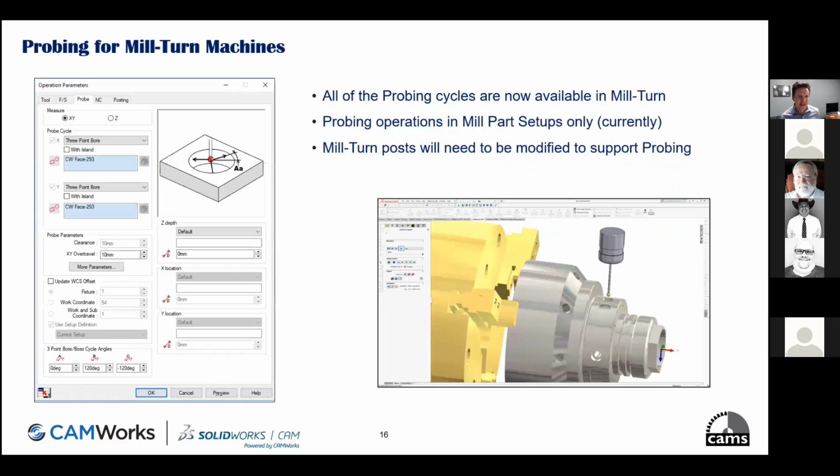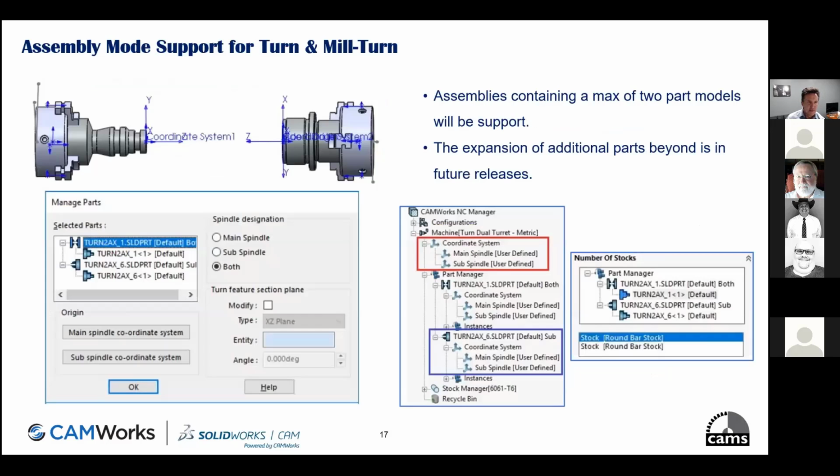So. Yep. And then they've added probing for mill turn machines. Not a lot to say about this other than the fact that if you've got a probe on your mill turn, now it's there and now it's supported. A big thing is going to be mill turn and turning in the assembly mode. So historically, we've always done turning in the part mode, and you were limited to one part and one stock. And now for the introduction to this, we can have two parts and multiple stocks, and that'll change and grow in the future.